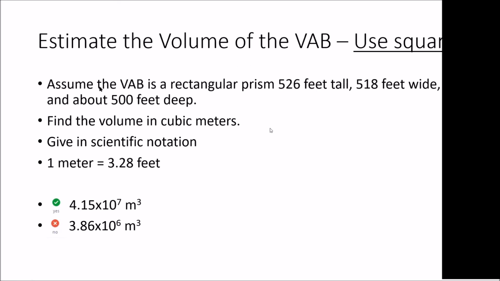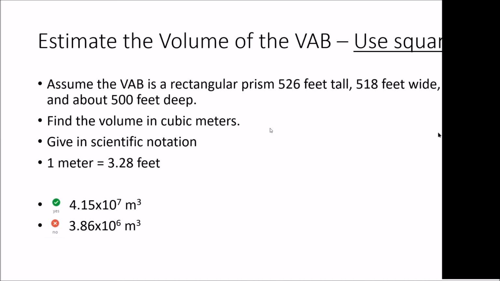Estimate the volume of the vehicle assembly building. Assume that it's a rectangular prism, 526 feet tall, 518 feet wide, and about 500 feet deep. Find the volume in cubic meters and give in scientific notation. And 1 meter is 3.28 feet. I only give you two possibilities. It's either going to be 4.15 times 10 to the 7 cubic meters or 3.86 times 10 to the 6 cubic meters. I want you to tell me what you think.